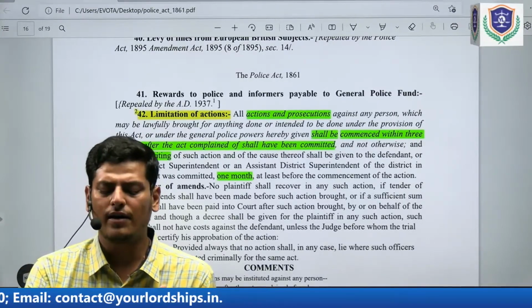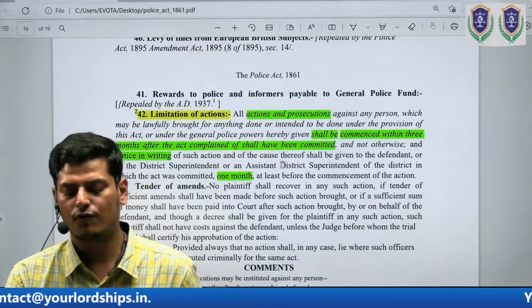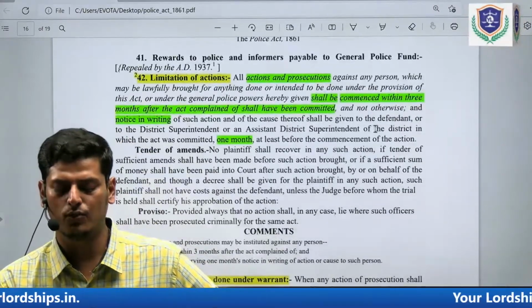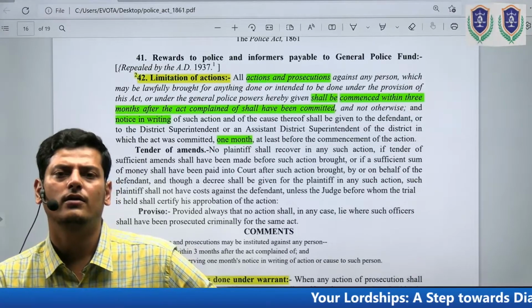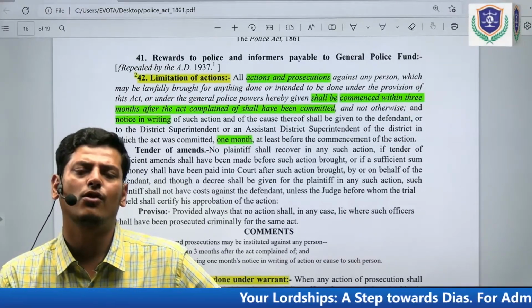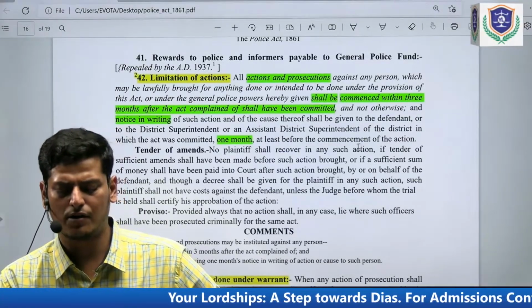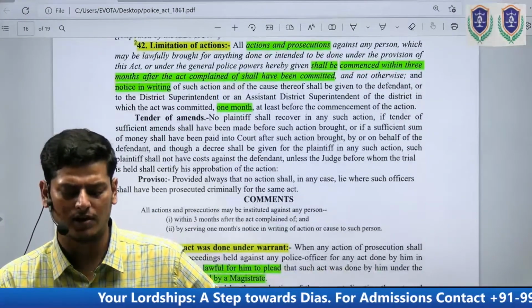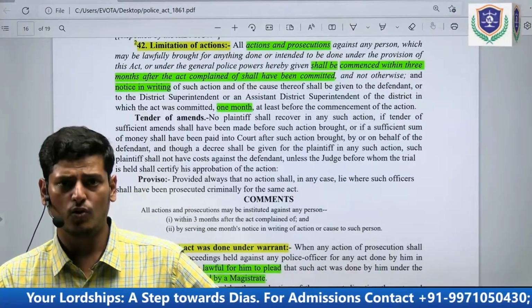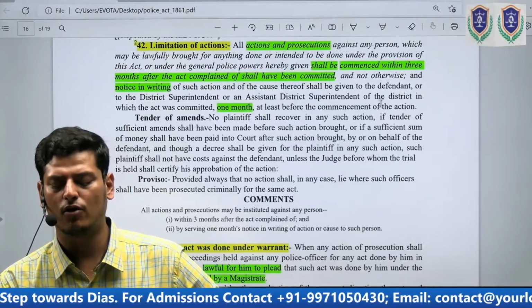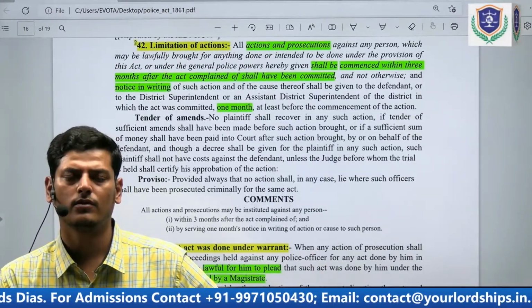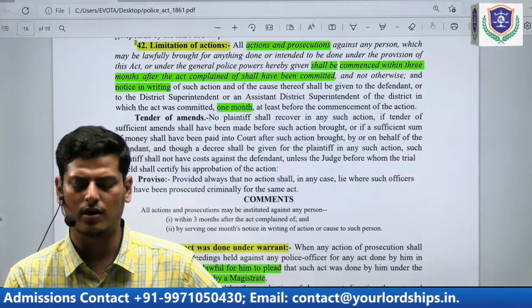And notice in writing of such action and of the cause thereof shall be given to the defendant or to the district superintendent. और नोटिस जो है डिफेंडेंट को दी जाएगी, पुलिस ऑफिसर के खिलाफ है तो डिस्ट्रिक्ट सुपरिटेंडेंट, असिस्टेंट डिस्ट्रिक्ट सुपरिटेंडेंट को भी दी जाती है. नोटिस कब तक दी जाएगी? उसका है 1 month at least before the commencement of action. एक्शन लेने के 1 महीने पहले तक नोटिस आ जानी चाहिए.